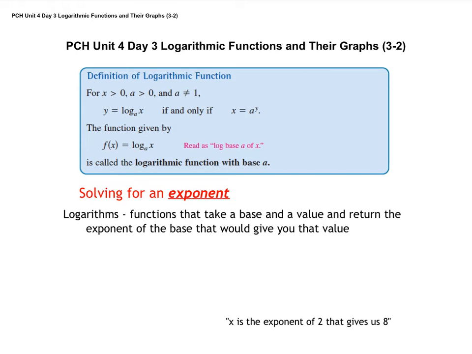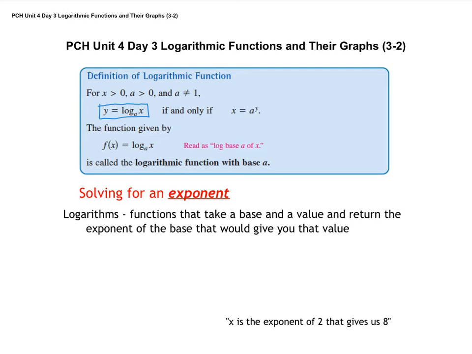Alright, in today's lesson I want to look at the inverse function of the exponential function that we've been looking at the last couple lessons, and that is the logarithmic function. Now, you've seen some of this notation before, but I want to point out a couple of things related to what you see here in front of us. Notice we say y equals the log base a of x. That's how we would read that.